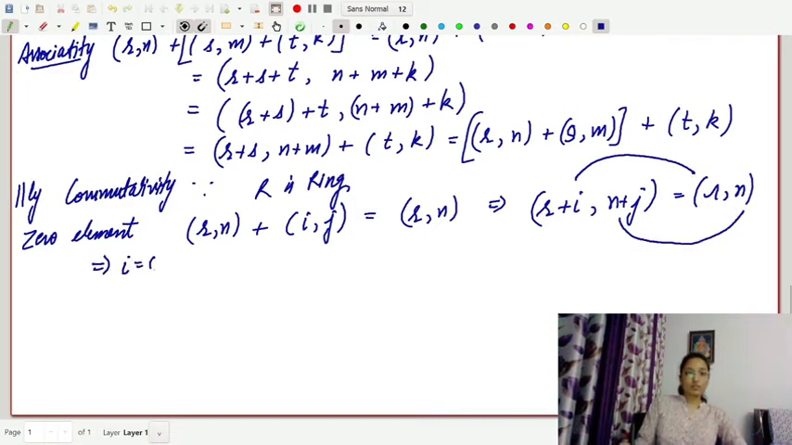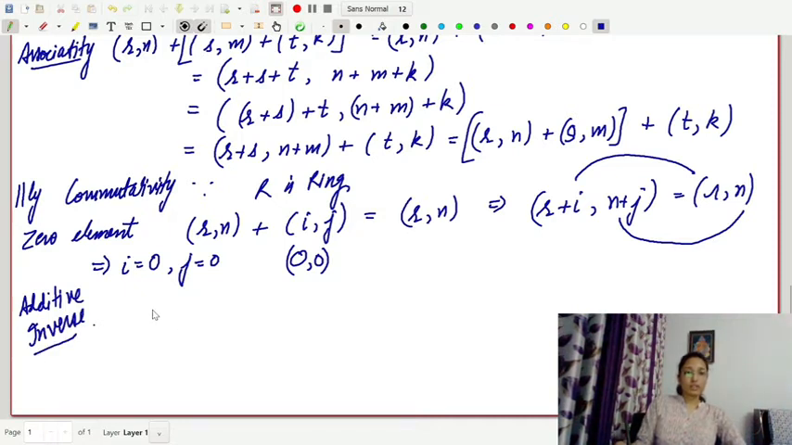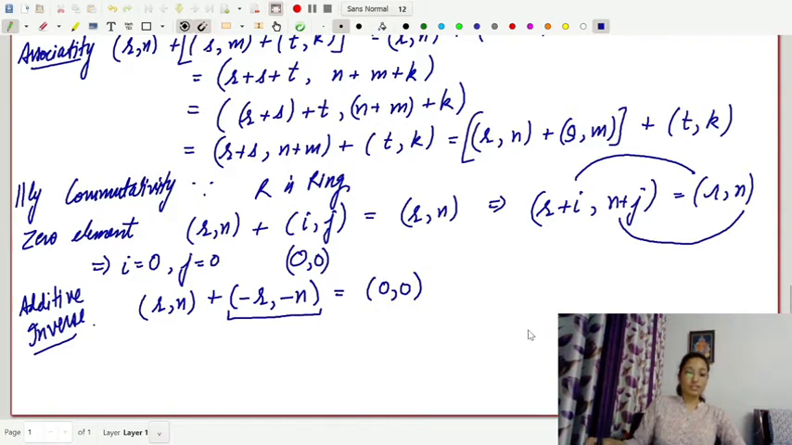That is i is equal to 0 and j is equal to 0. Therefore (0, 0) is its zero element. And to see the additive inverse, what we will see is that (r, n) plus (−r, −n) is equal to (0, 0). Therefore (−r, −n) is the additive inverse, where −r is the inverse of r in the ring R and −n is the negative of n in Z.